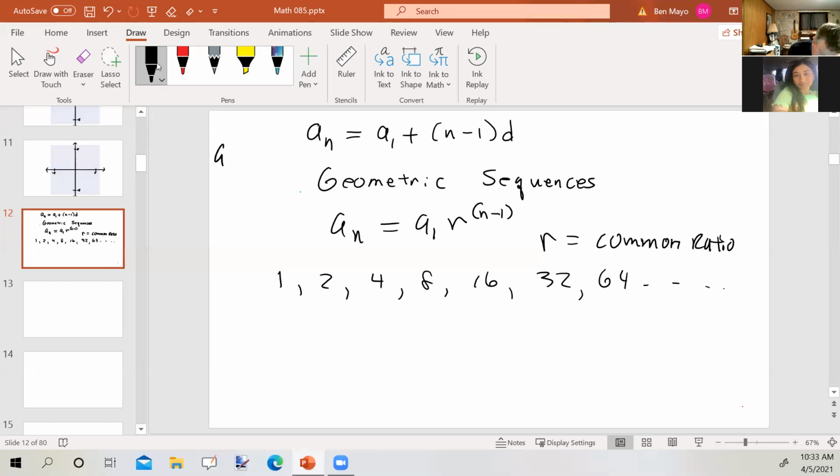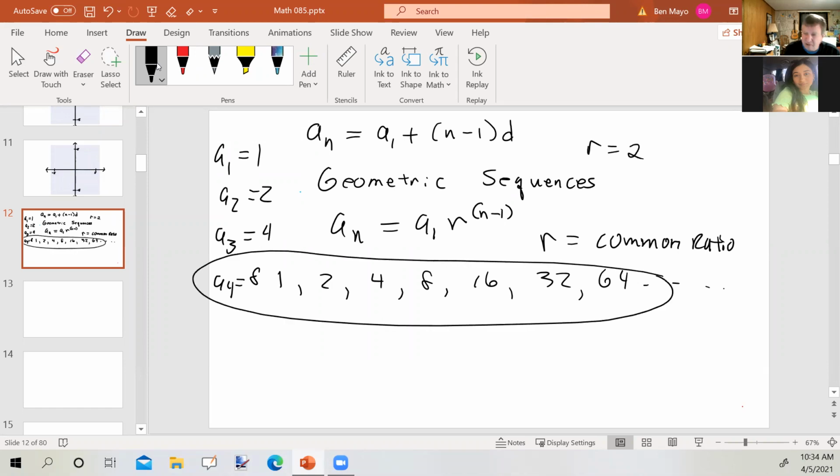Well, the first term is a sub 1, which is 1. The second term is a sub 2, which is 2. The third term, a sub 3, is 4. The fourth term, a sub 4, is 8. So 1 times what is 2? Or 2 times what is 4? Or 4 times what is 8? 2. So the common ratio for this particular sequence is 2.